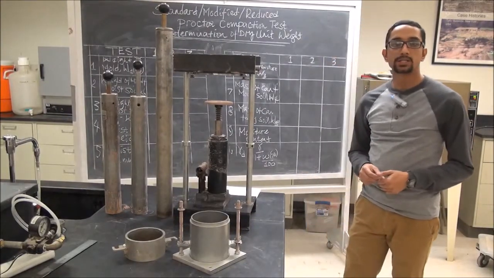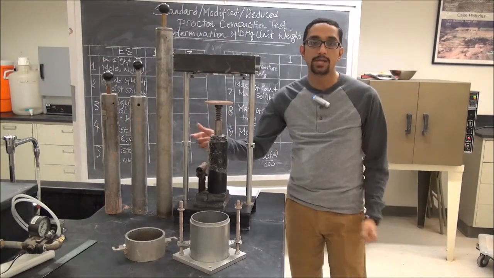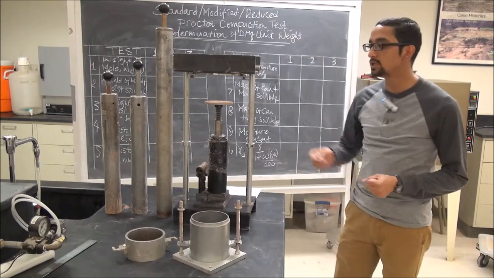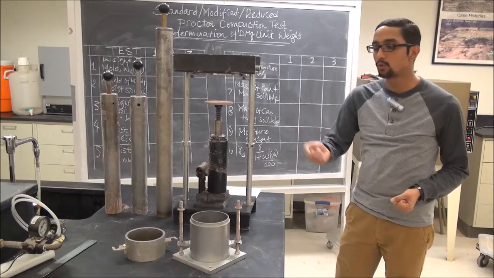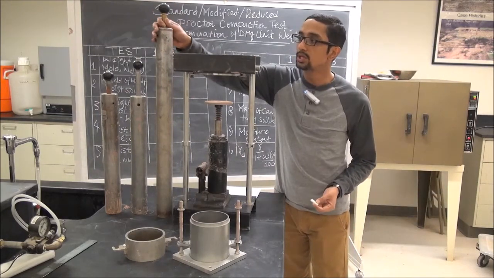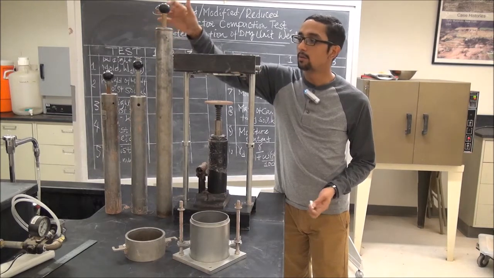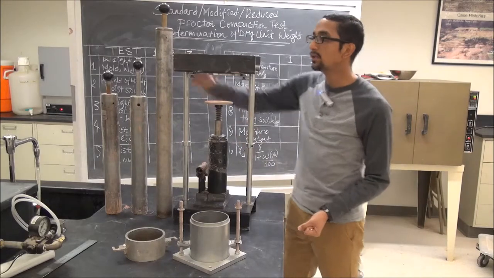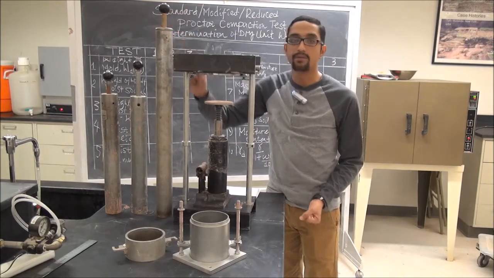Okay, so in the compaction lab, we'll be performing 3 kinds of compaction tests: modified, standard, and reduced. The difference between these 3 kinds of tests is the compaction effort we put into the soil. For the modified test, we'll be using a 10 pound hammer falling from 18 inches high, and we'll put the soil in 5 equal layers, and the number of blows is 25.